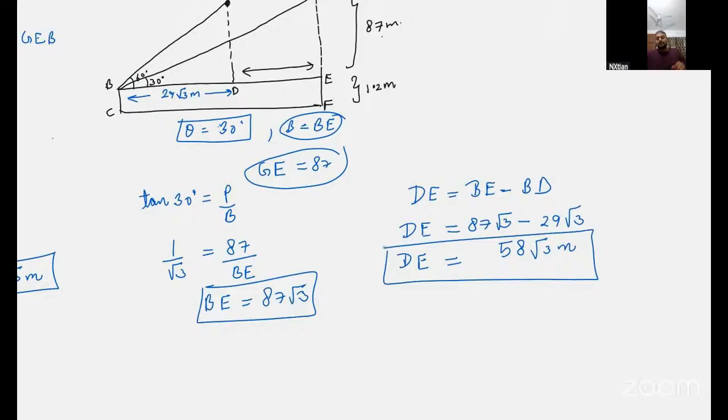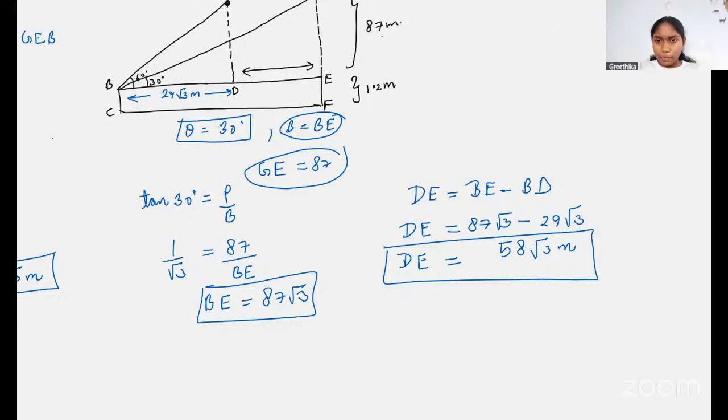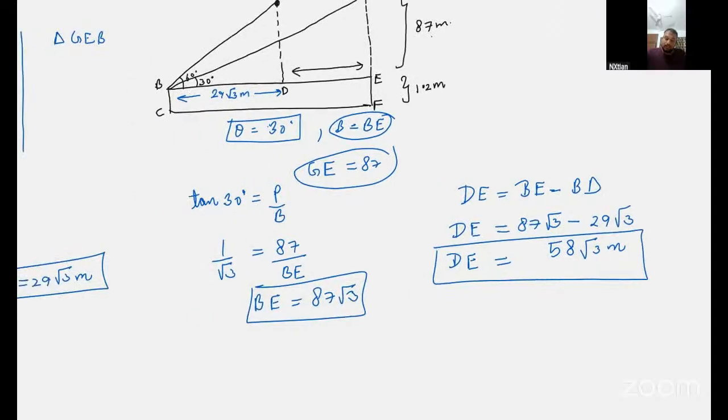Did you understand, Gitika? No. Sir, B is given. BE we just now found, na? This whole side BE. अच्छा. BE अभी हमने फाइंड आउट किया. BD हमने फाइंड आउट किया. इन दोनों को सेपरेट किया तो DE मिल गया. Yes, sir.